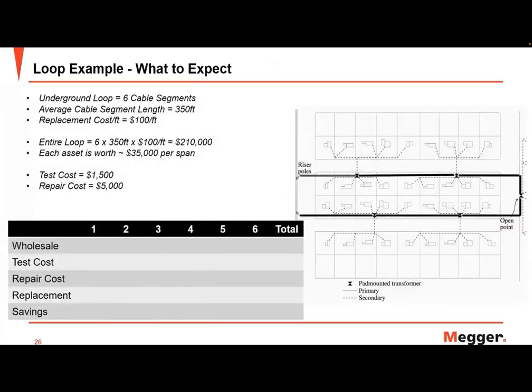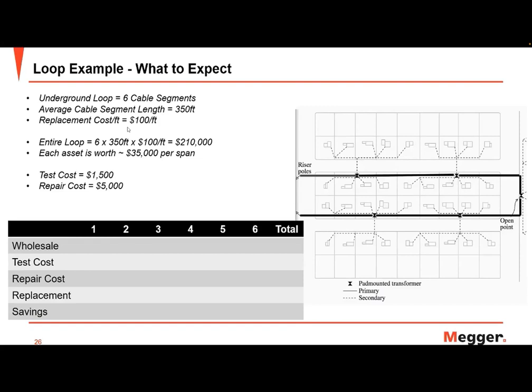So let's look at this in terms of asset management solutions now. If we're the asset manager and we're looking to extend the life of our current system using this proactive approach, only dealing with those cables that have the defects. So again, using the same loop here, we're looking at the 6 cable segments. Just for example's sake here, I'm showing that each cable segment is approximately 350 feet long. And the replacement cost is about $100 per foot, which is not out of the realm of possibility, by the way, looking at an all-in cost of $100 per foot to replace cable.